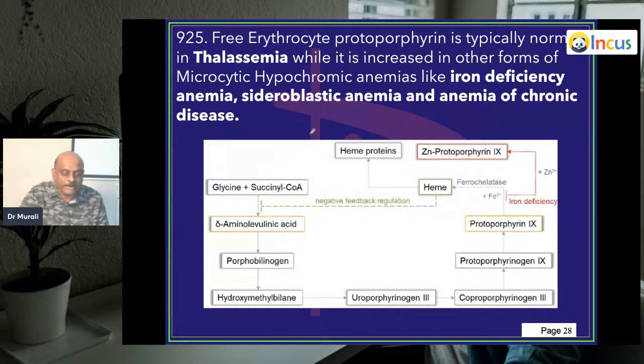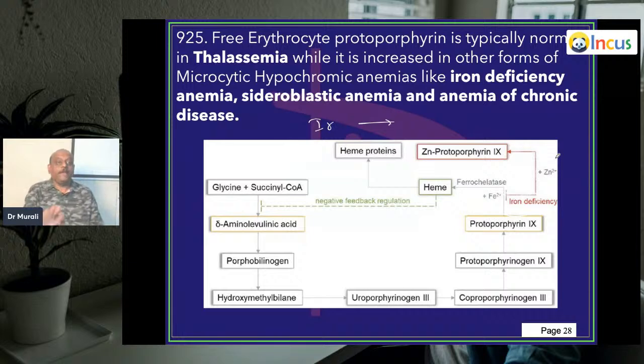So if you don't have iron, free erythrocyte protoporphyrin. Yesterday we discussed glycine plus succinyl CoA is ALA, gives porphobilinogen, hydroxymethylbilane, to uroporphyrinogen III, to coproporphyrinogen III, to protoporphyrinogen IX, to protoporphyrin, to heme. So here iron should be incorporated. Iron should be incorporated is what you need to basically remember.